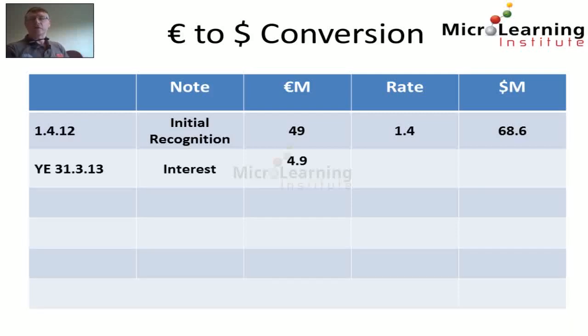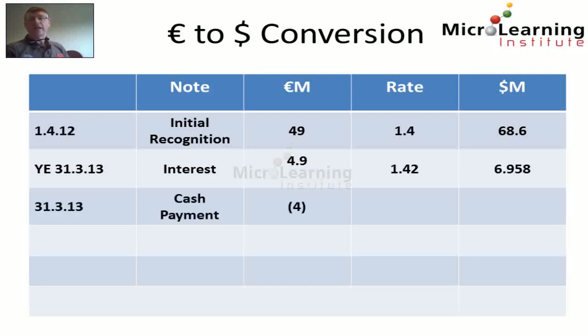The interest that accrued, we calculated from our amortization schedule in the year, was 4.9 million euros. Now that interest is deemed to have accrued over the year, so we translate that at the average rate for the year, which we're told in the question is 1.42. So the interest translates to $6.958 million. Now the cash payment we made at year end of 4 million euros, the translation rate from euro to dollars at year end was 1.45. So consequently the cash payment translates to $5.8 million.